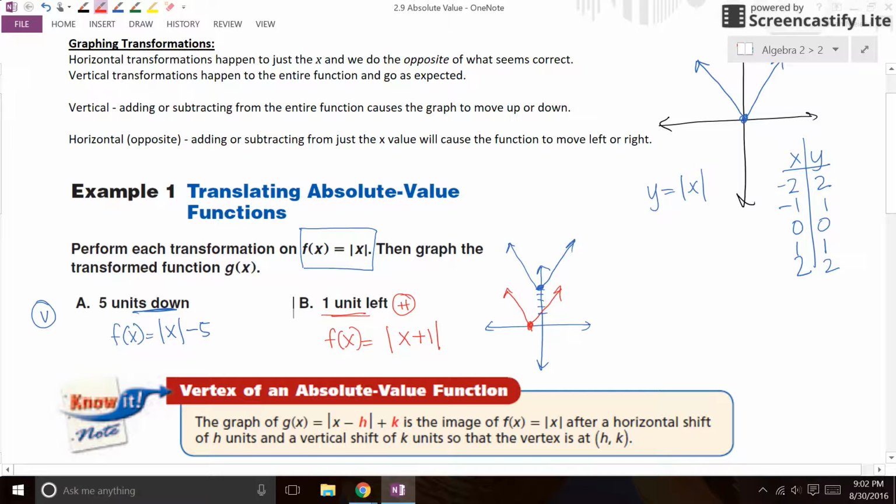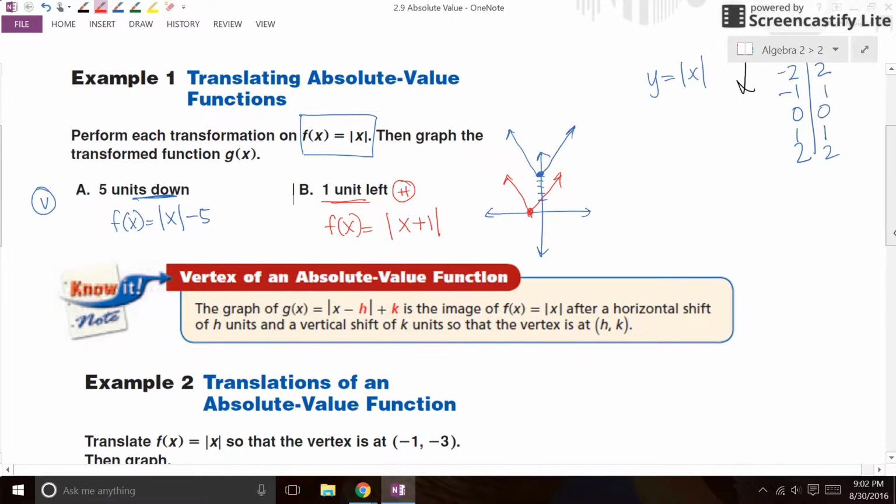And so there's the weird part. Anything that goes in a horizontal direction, left and right, is going to be the opposite. And then you just add it to just the x. That'll slide the graph left, slide it right. Anything added to the whole function, added to the absolute value bars, is going to move it up and it's going to move it down. This is a concept that we're going to do a ton of, right? This concept is going to go for every graph.